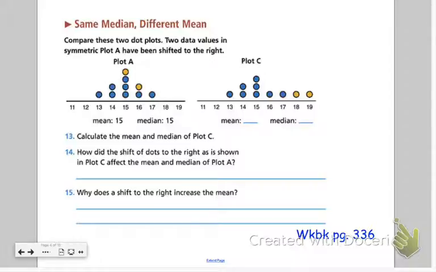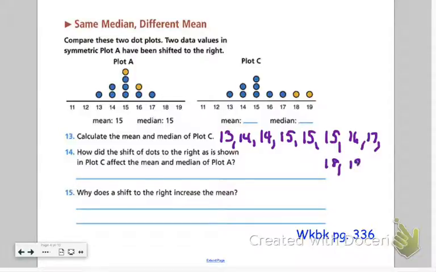Now let's look at workbook page 336. Same idea. We've got two dot plots. Plot A, again, you already know. We saw that before. Now we're going to look at plot C. We're going to calculate the mean and the median of plot C. So let's see here. We've got 13, 2 14s, 3 15s, 16, 17, and then 18 and 19.